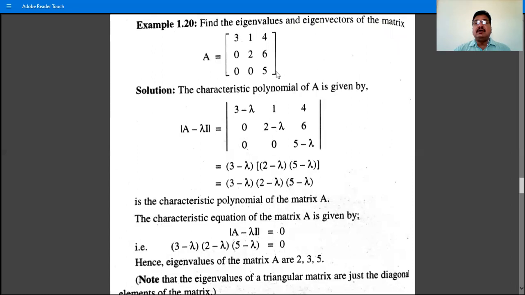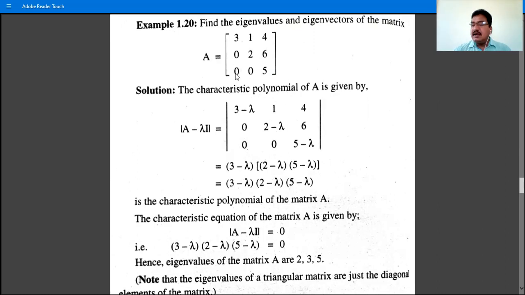If above the diagonal, these three elements are 0, while these elements are not necessarily 0, then the matrix is called a lower triangular matrix. And for a lower triangular matrix and an upper triangular matrix, what is the remark?